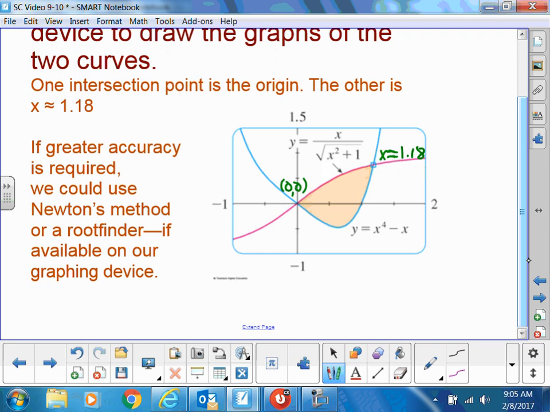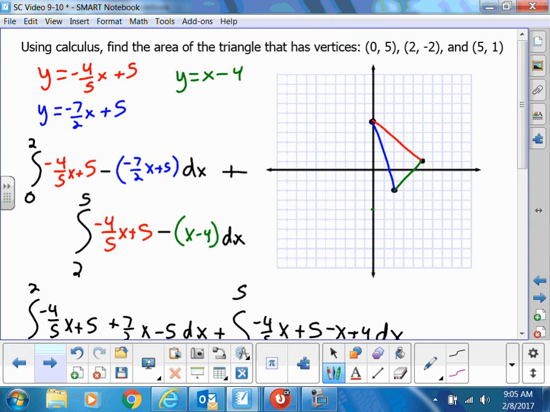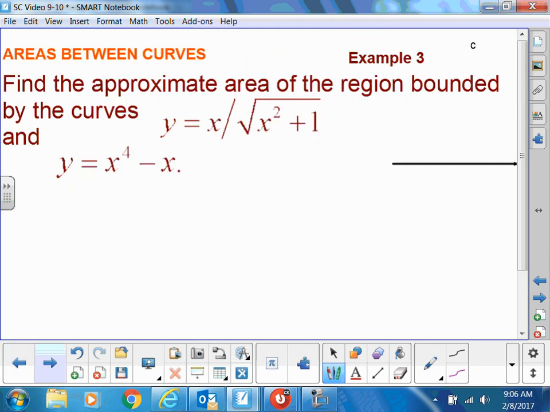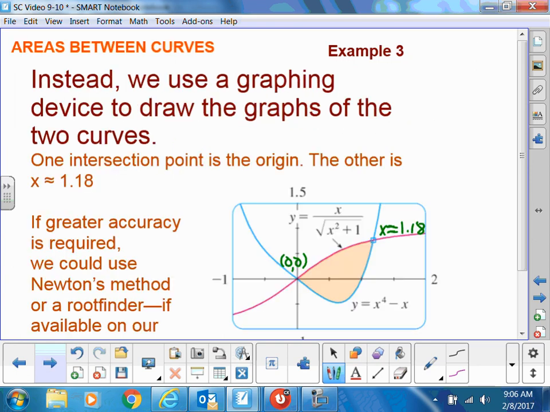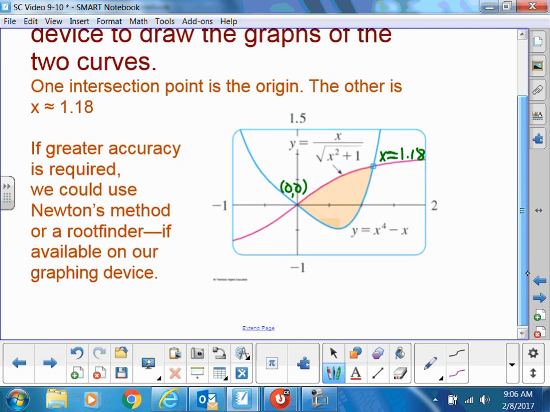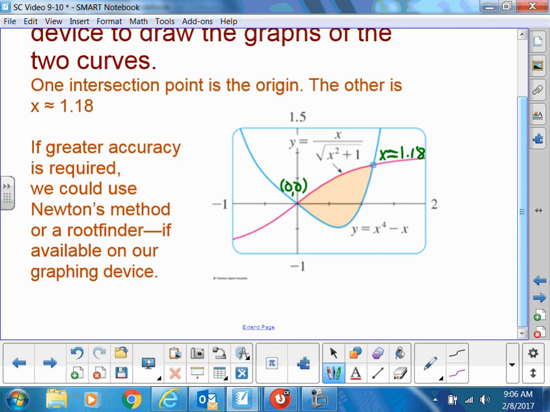Okay, so this is going to be the approximate area. Notice the question had said, find the approximate area of the region. The reason it's going to be approximate is because that intersection is not going to be exact.